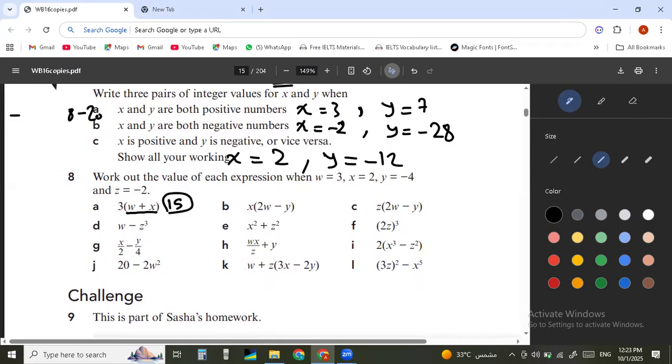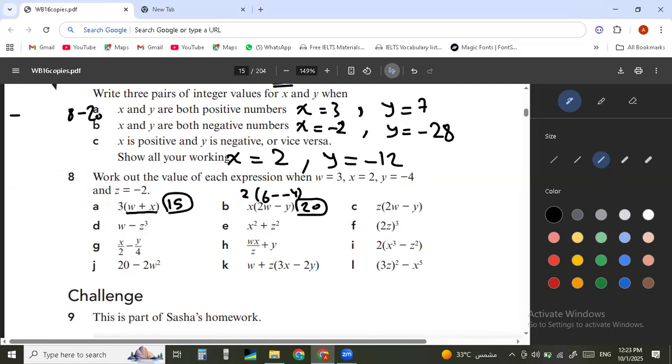Here, 2w means 6. I'm going to finish first what's inside the brackets. 6 minus y, which is -4, minus -4. And you multiply by x, which is 2. So 2 multiplied by 6 plus 4, which is going to be 2 times 10, which is 20.